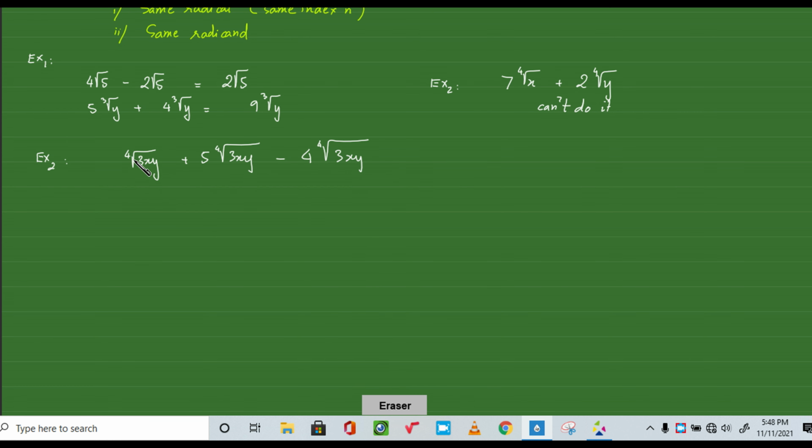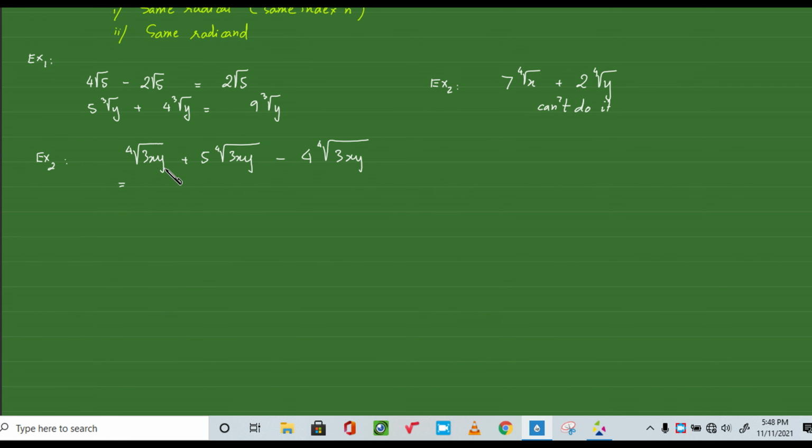Let me rewrite this a little bit. Make it a little bit bigger. So the fourth root of 3xy. All right. So 3xy is the radicand, and the radical is the same at the same time. So we just go ahead and apply the PEMDAS rule. We're gonna combine like terms from left to right, right?